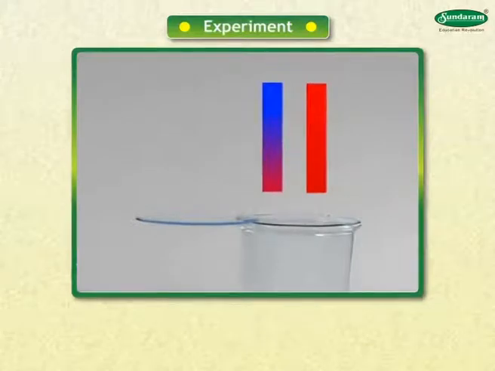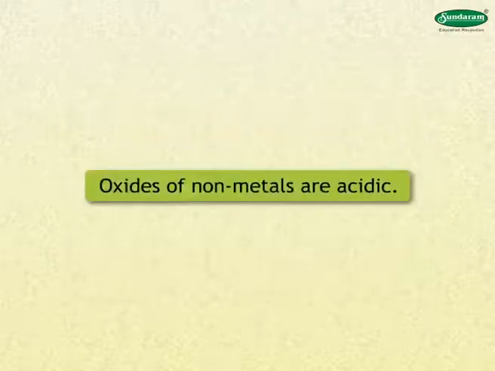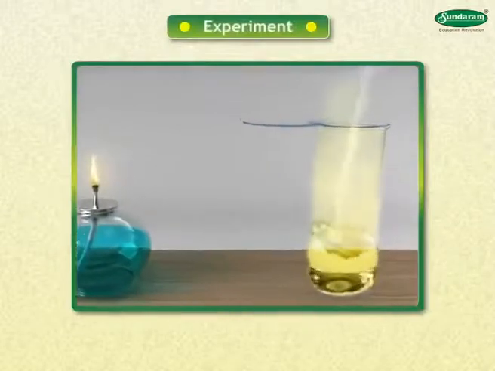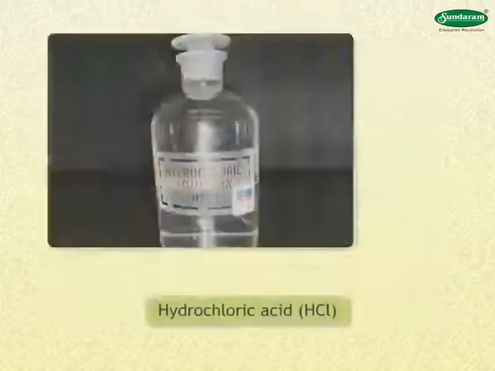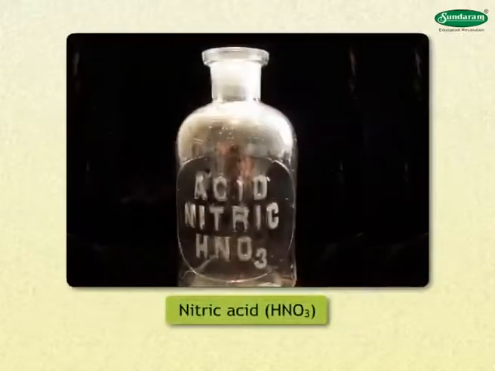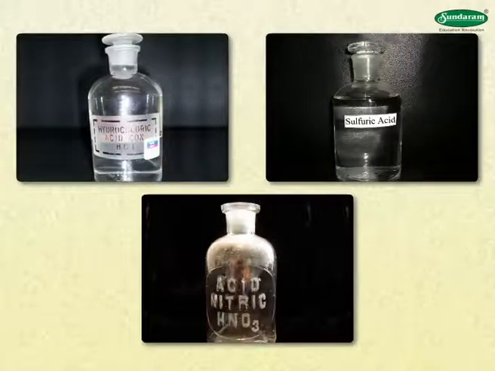What do you infer from this? Generally, oxides of nonmetals are acidic. When they dissolve in water, they form acids. Hydrochloric acid, sulfuric acid, and nitric acid are strong acids. In an acid, the main constituent is H. It is H that makes it acidic.